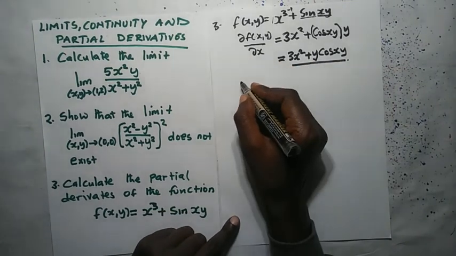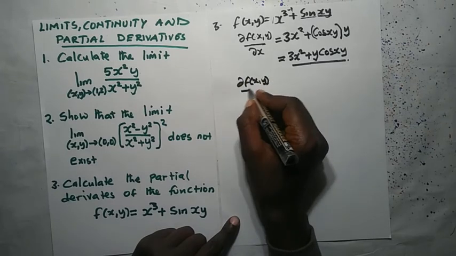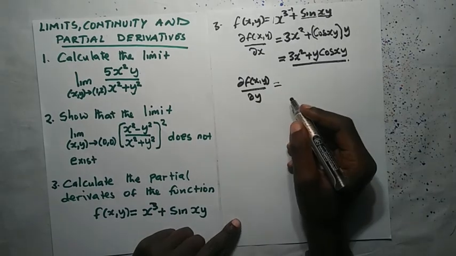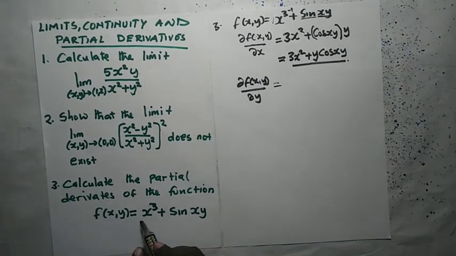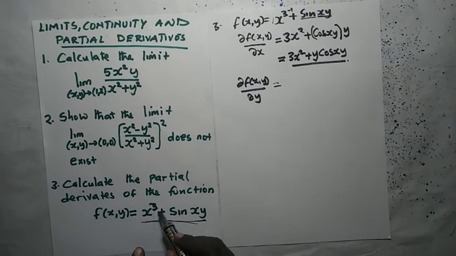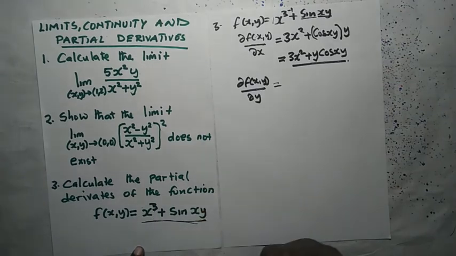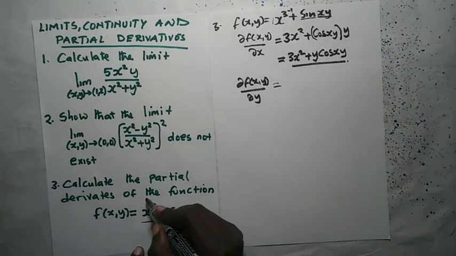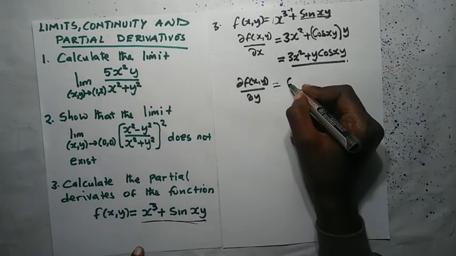And then we can calculate the partial derivative of the function with respect to y. In this case, x will be treated as a constant. When you look at our original equation, we have x cubed here. When you differentiate a constant, you always get 0. So x cubed will be treated as a constant because we are differentiating with respect to y. So it will be 0 here.